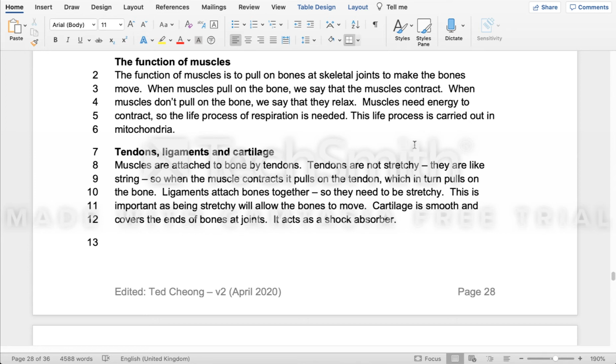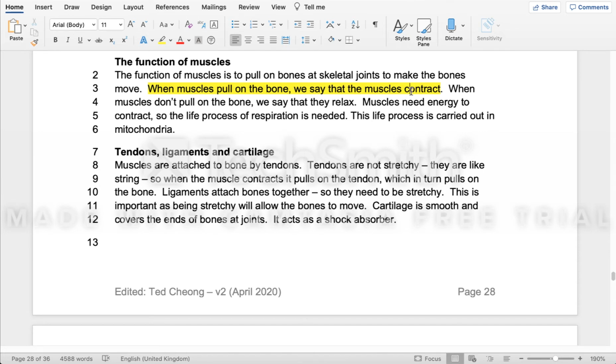And let's just start off in line 2, where it reads, the function of muscles is to pull on bones at skeletal joints to make the bones move. I did mention this in the last lesson, where the muscles are pulling on the bones. There's no pushing, just pulling. When muscles pull on the bone, we say that the muscles contract, okay? So I want you to highlight this section here because we're going to be focusing a lot on this, and this is the main reason why muscles work.